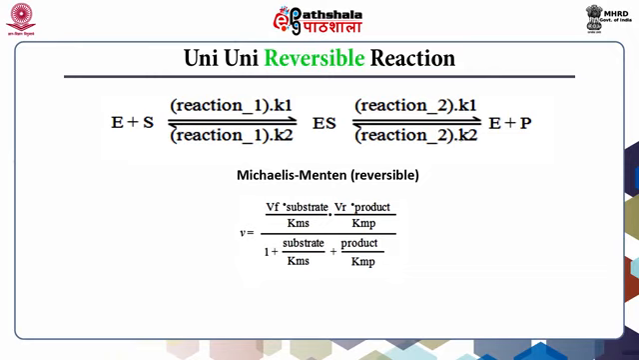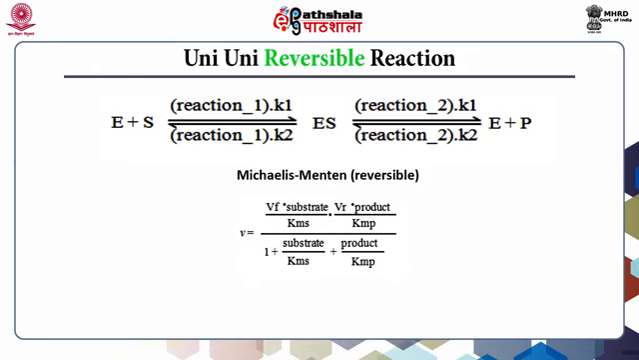Let us expand the rate law equation, where lowercase v is the rate or the velocity of the overall reaction. Vf is the maximum rate of the reaction in the forward direction for the formation of the product, sometimes represented as Vmax F in biochemical literature. Then Vr is the maximum rate of the reaction in the reverse direction for the formation of the substrate, sometimes represented as Vmax R in biochemical literature.